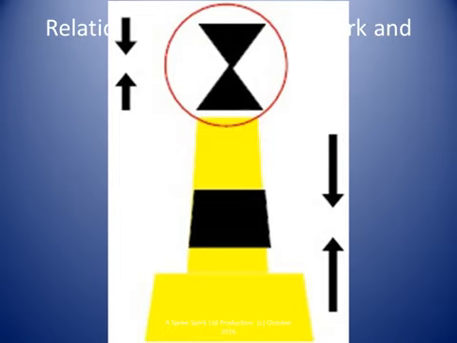So in this west cardinal marker, the upper cone of the top mark points downward and the lower cone of the top mark points upward. Correspondingly, on the body of the buoy, the middle portion is black, while the upper and lower portions of the buoy are yellow.